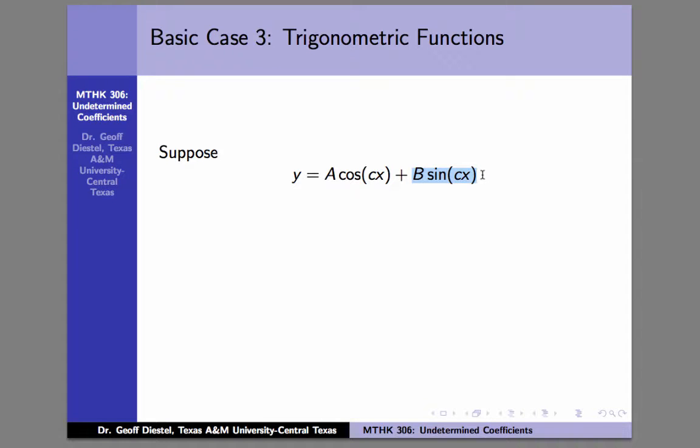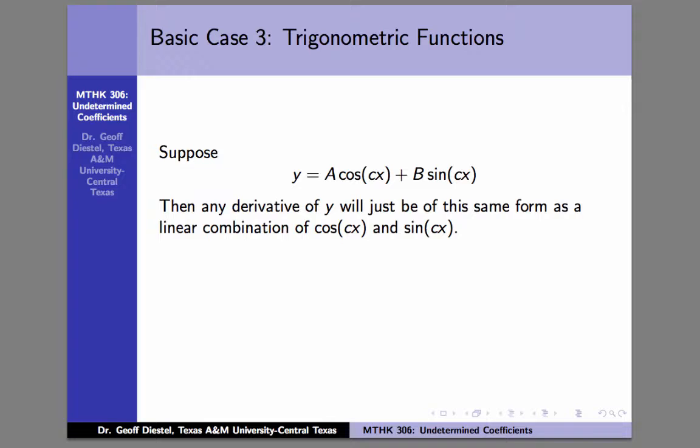So after differentiating, I still have a linear combination of cosine of cx and sine of cx. And this happens for the second, third, and fourth derivative. This form is maintained as you differentiate such a function. So this is what's telling us what to do when we have a trigonometric function or a multiple of a trigonometric function on the right side of our equation.